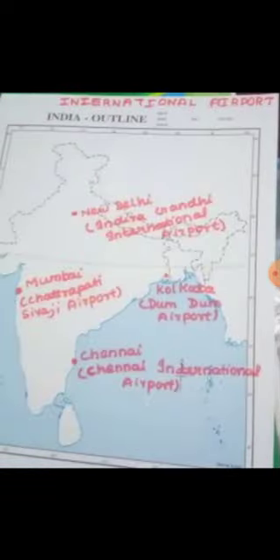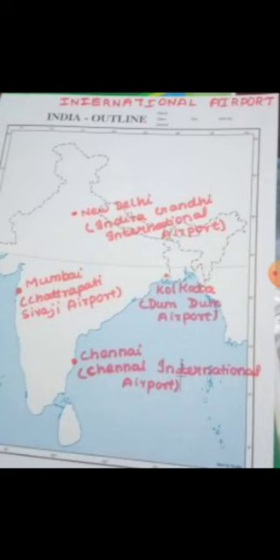Then the second map is international airports. In India, more international airports are there. But these 4 international airports are very, very important. If you get an international airports question from the map, you should mark any one of these 4. Very careful, students. The first one is New Delhi Indira Gandhi International Airport.